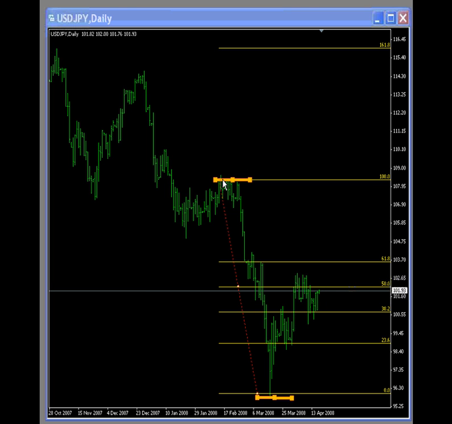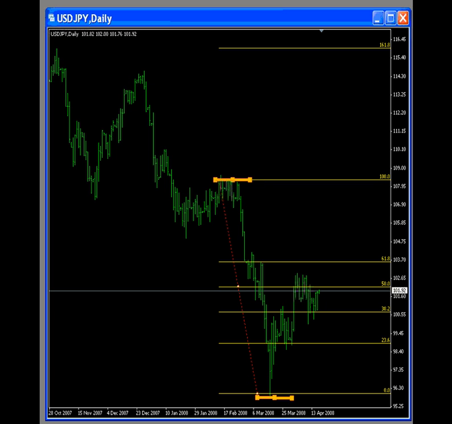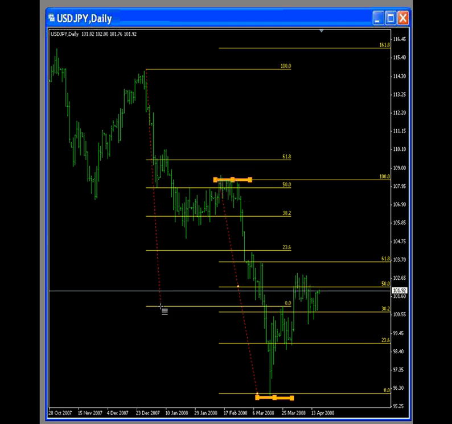Okay, now I want to talk about how to use multiple swing highs to find confluence. If we look at the same chart, besides plotting a Fibonacci retracement from this swing high to this swing low, we can also plot one from this swing high all the way to this swing low. If we do that, it would look something like this.